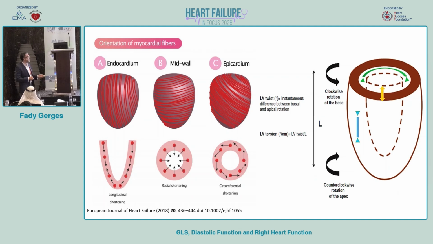But you can see the heart is not moving as you can imagine, just plain contractility. It's a twist and torsion. So you have the base, you have the apex, they're moving in different directions like that, clockwise and anti-clockwise. So this is basically the contractility of the LV. It's not just mere contractility, it's a torsion and LV twist as well.